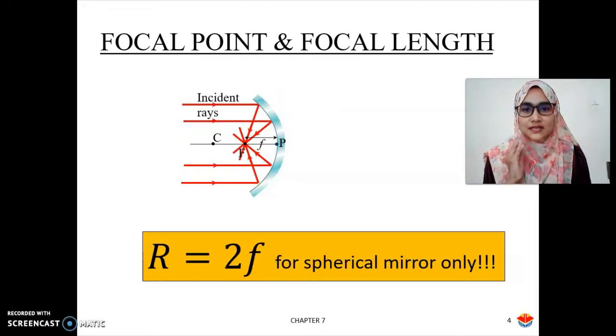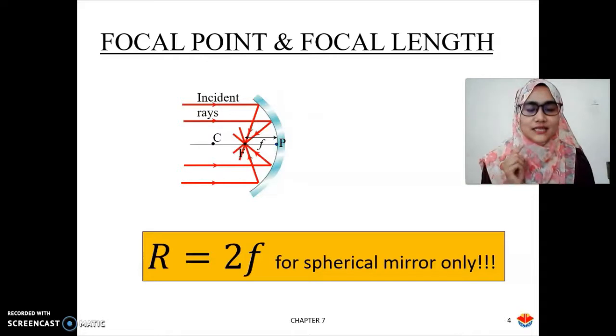Since it is in the middle, its length, which is called focal length, is the distance from the focal point F to the mirror. Please differentiate between focal point and focal length. Focal point symbol is capital F and it is a point. Focal length symbol is small f and it is a length.